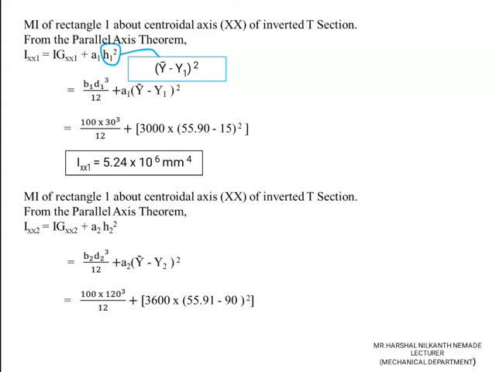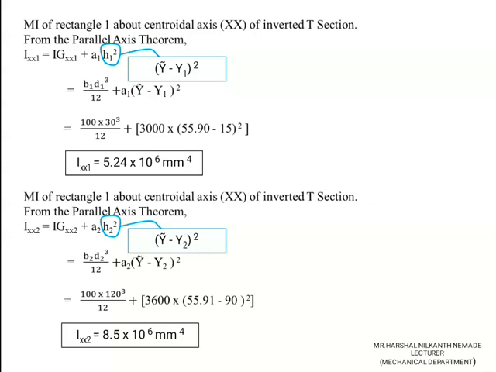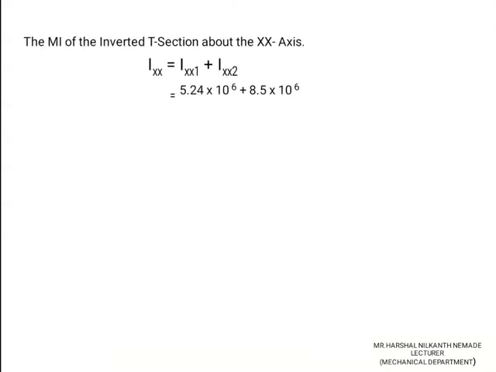Ixx2 is equal to Igxx2 plus a2 h2 square. Substituting all values, I will get Ixx2 equal to 8.5 multiplied by 10 raised to 6 mm raised to 4. The moment of inertia of the inverted T section about the x-axis, Ixx, is equal to Ixx1 plus Ixx2. Calculating both the values, I will get the final answer, that is Ixx equal to 13.74 multiplied by 10 raised to 6 mm raised to 4, and this is the final answer.